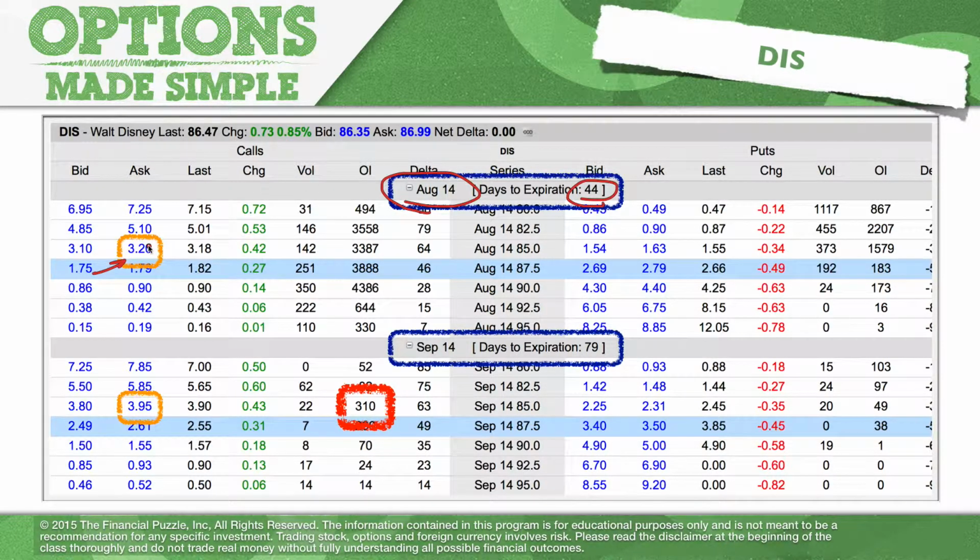Now, if you want to go further in the future, that's fine. We can go to September. The cost on that is only $3.95, but look at the danger of it. Look at your open interest. You've only got 310 open interest. And so that's the problem with getting too far in the future. You start to have lower open interest.